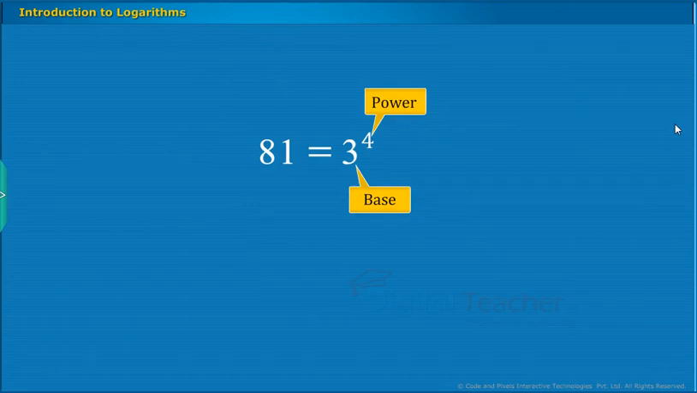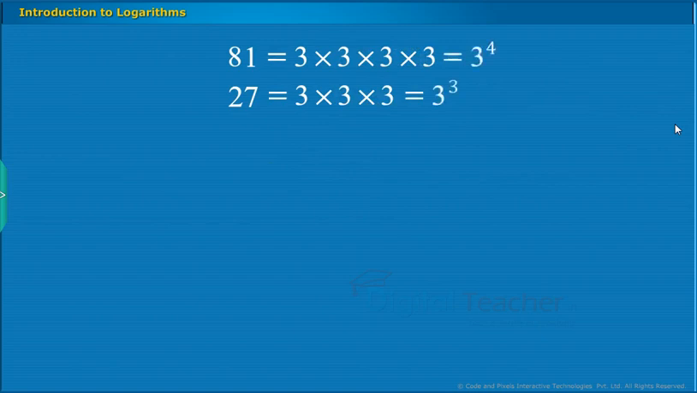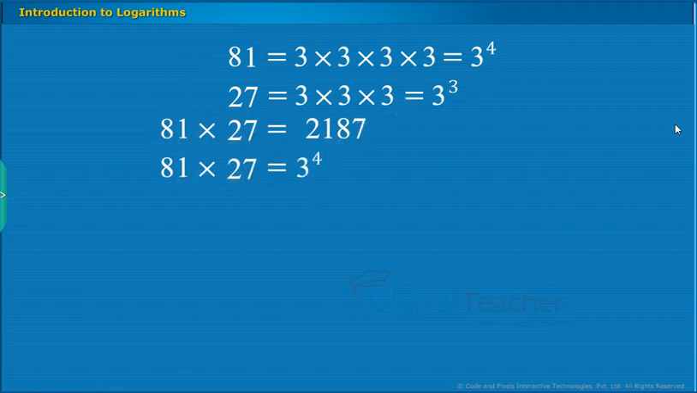Now, let us learn about the need of logarithms. We know that any composite number can be expressed as product of powers of prime numbers. Suppose we want to multiply 27 with 81. One way is to multiply both the numbers directly. The other way is to use the rules of exponent. The product of 27 and 81 can be written as 3 power 7 according to the laws of exponents as shown on screen.